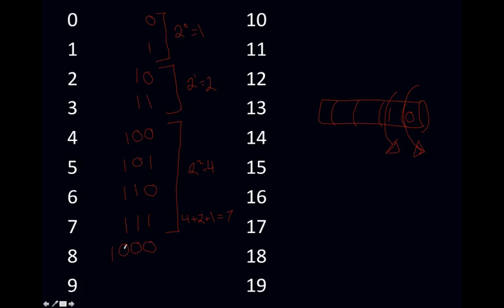Same thing for this one here. The next column is 2 to the power of 3, which equals 8. So we say 8 plus 0, 0, 0, so we end up with 8. For 9, we have 2 to the power of 3, which is 8, plus 2 to the power of 0, which is 1. So we have 8 plus 1 equals 9.